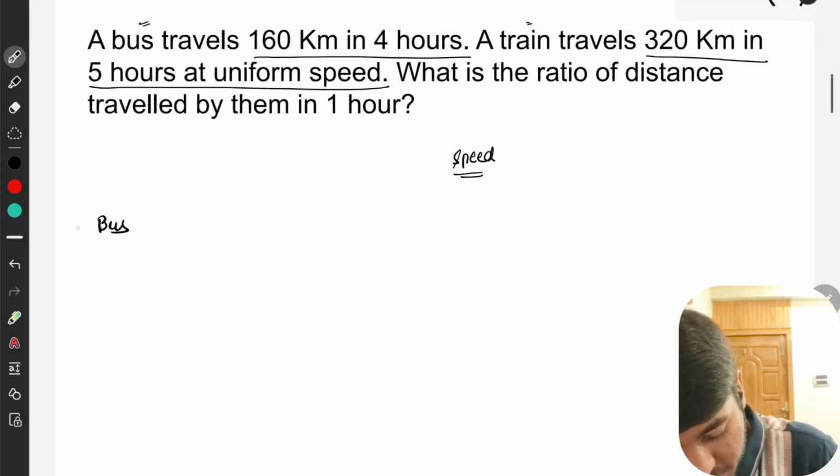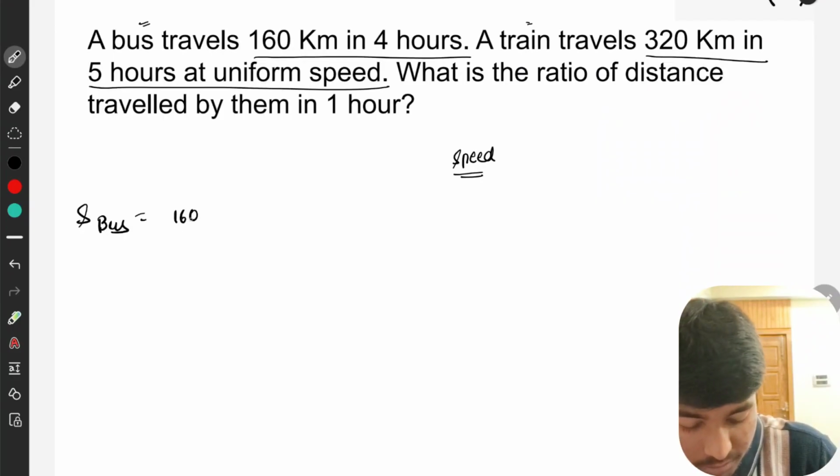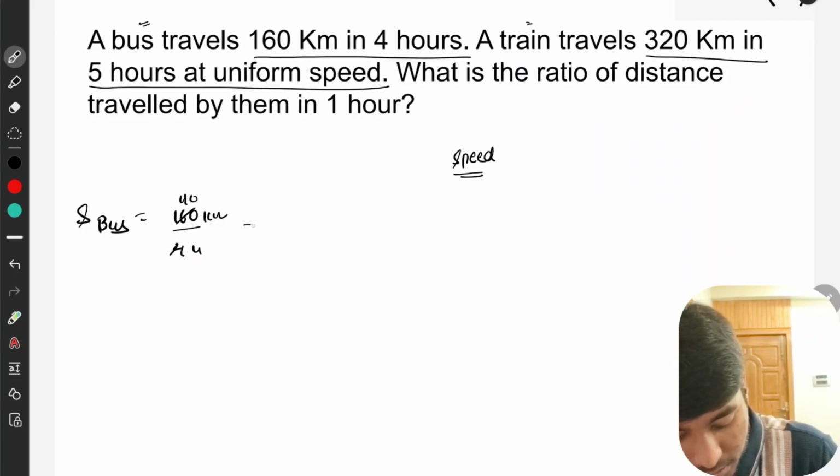So let us calculate. What is the speed of the bus? The speed of the bus is equal to distance, that is 160 km, upon the time taken, that is 4 hours. That is equal to how much? 40 km per hour. So the speed is 40 km per hour.